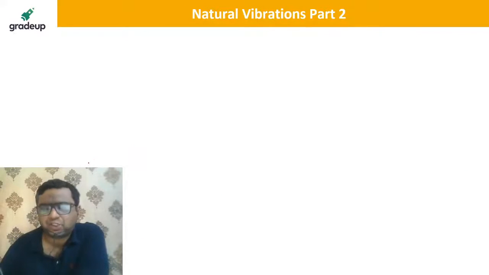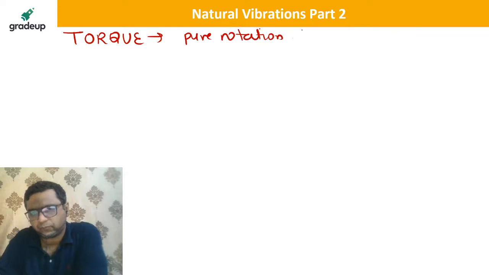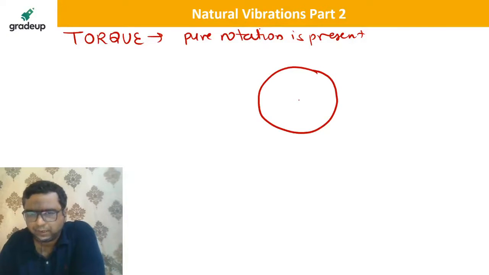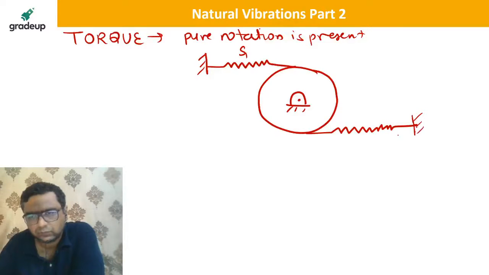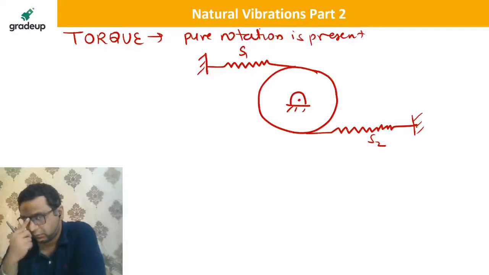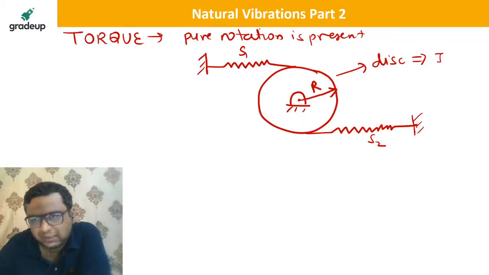I am going to give you the application of torque method. Torque method is applicable if pure rotation is present. How pure rotation will be present? Let us say this is the body and you are having, this is fixed about this point. A spring is attached with S1 stiffness, with S2 stiffness. And here the radius of this is R. And this is a disc. So I for this is mr square by 2.